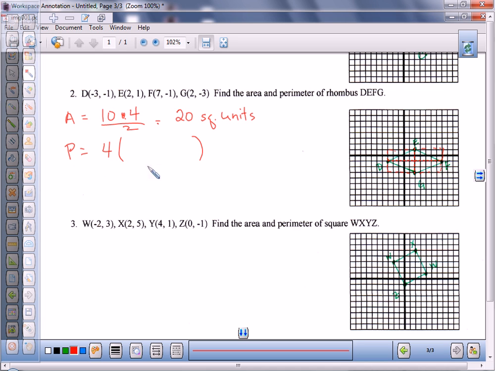So the distance of these is 2 squared plus 5 squared. So we get 4 times the square root of 4 plus 25, which is 29. So the perimeter is 4 roots of 29 units.